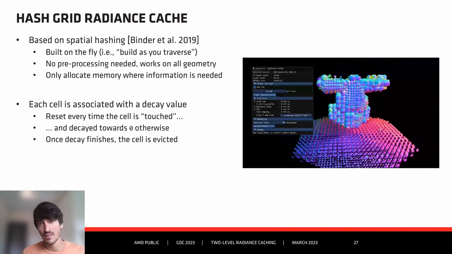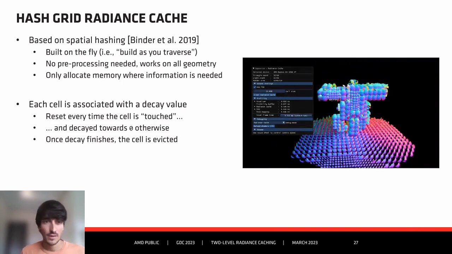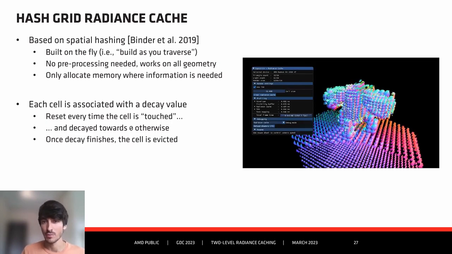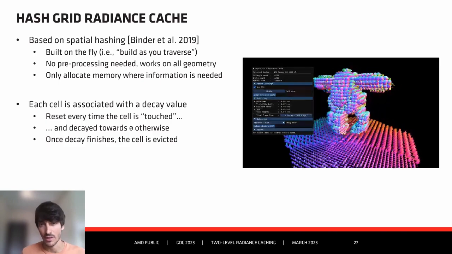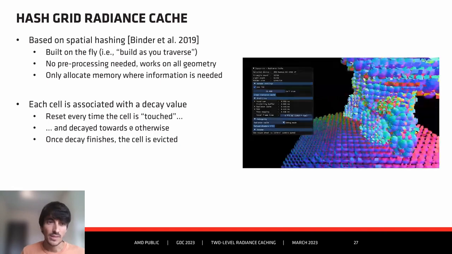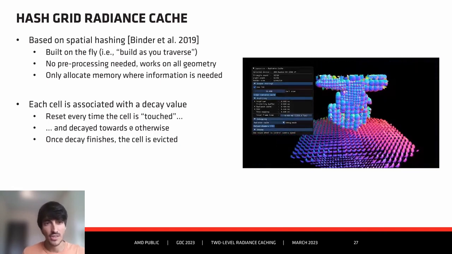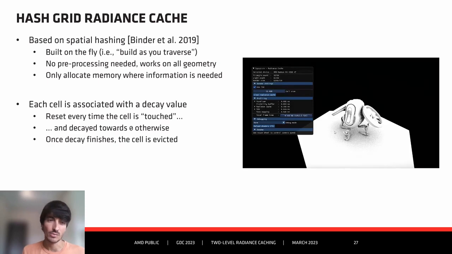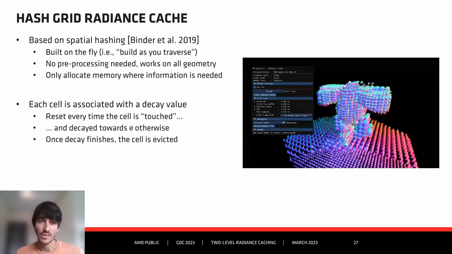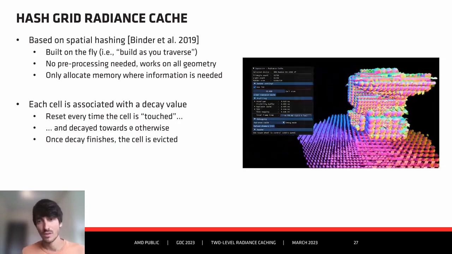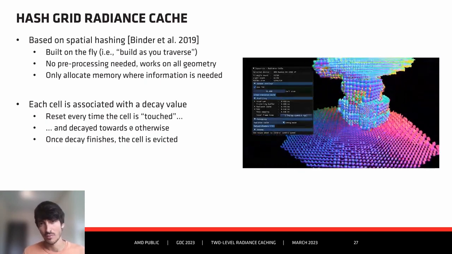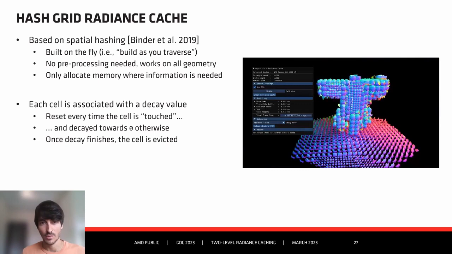So there's no pre-processing needed. It works on all geometry, and has this nice property of only allocating memory where information is needed, because that's literally built as you traverse, as you hit. In practice, the way it's implemented is associating every cell with a decay value that is reset to the max every time the cell is touched, and decays to 0 otherwise. So once the decay finishes, the cell is evicted and its memory can be reclaimed for other areas of world space.